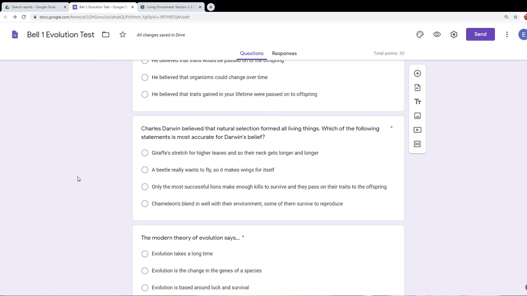Did Darwin believe that only the most successful lions make enough kills and they pass on their traits to their offspring? Or did Darwin believe that chameleons blend in with their environments and some of them survive to reproduce? So, which one of these? That giraffes stretch their necks to make them longer, that beetles just spontaneously create wings, that successful lions make enough kills to survive and then have offspring, or that chameleons blend in very well and some of them survive to reproduce?